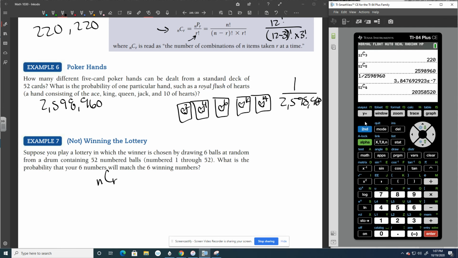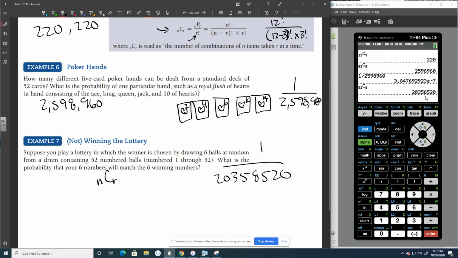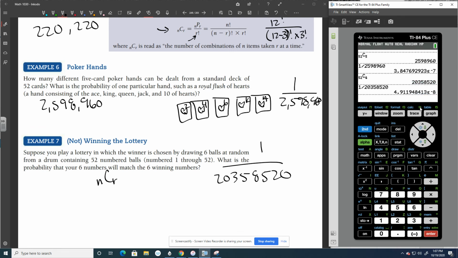There are 20,358,520 different combinations of 6 balls that could be chosen. If you're only one of those, that's one out of that many different possibilities, then your probability is pretty low. That's 0.0000000491. That's your chance of being the winning probability, okay? And that's if the order does not matter.